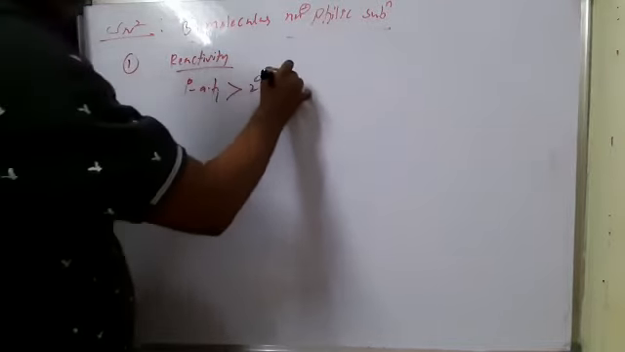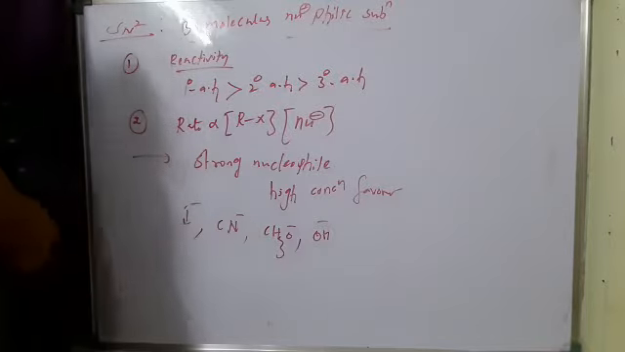So here strong nucleophiles with high concentration are required. For example, the negatively charged ions, for example I minus, CN minus, CH3O minus, OH minus. These are good nucleophiles. The negatively charged species are good nucleophiles.